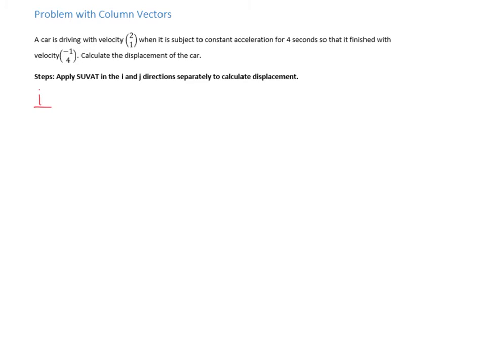The I term is like your top one, if you like, so I'm going to call that the I direction here. So V is -1, U is 2, A we don't know, S is our unknown, and T is 4. So if we don't know acceleration, that tells us we're going to be needing to use this bad boy right here. So let's put in some numbers.